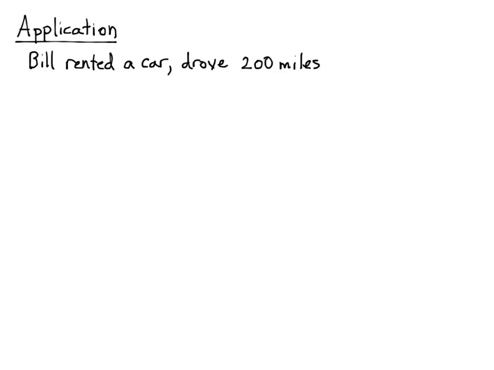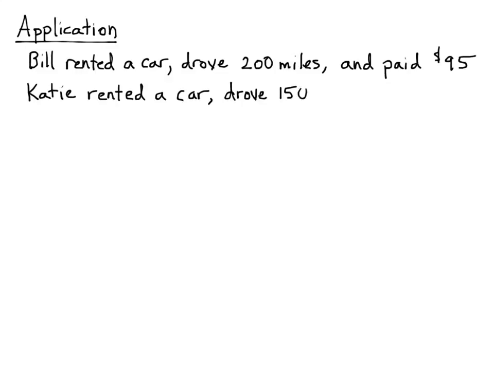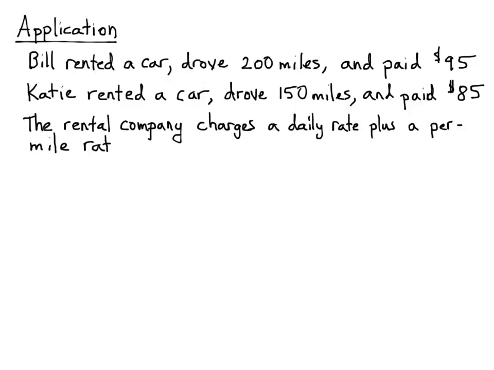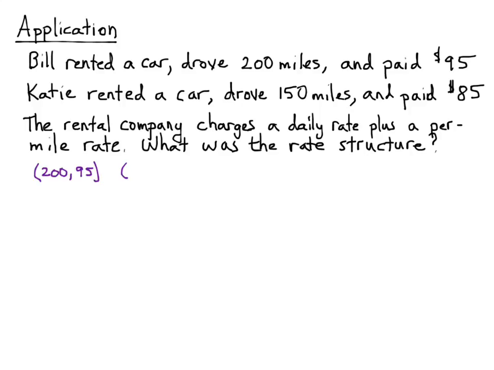Okay, so let's say Bill rented a car. He drove 200 miles, paid $95. Katie rented a car, drove 150 miles, and paid $85. So what the rental company does is it charges you a daily rate plus a per mile rate. And so what we want to do from these two data points is establish what our rate structure is.